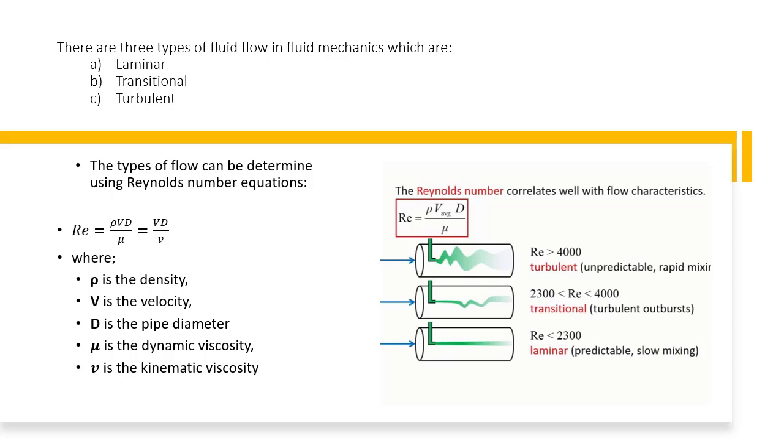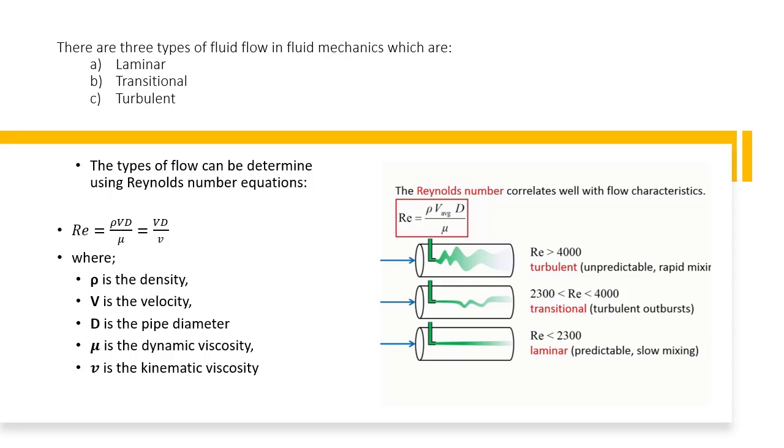There are three types of flow in fluid mechanics, which are laminar, transitional, and turbulent. So what is the difference between laminar, transitional, and turbulent? If we look here, we have a Reynolds number. The type of flow can be determined using Reynolds number. What is Reynolds number?